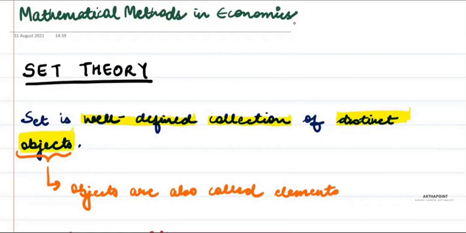All of these words are going to play a very important role in the definition. So what are we saying? We are saying that a set is well-defined. We have to be able to define the set well. Collection: it has to be a thing where things are getting collected. There is a place where only fruits are getting collected. There is a place where only vegetables are getting collected. So a set is a well-defined collection of distinct, which means unique. They are unique in nature.